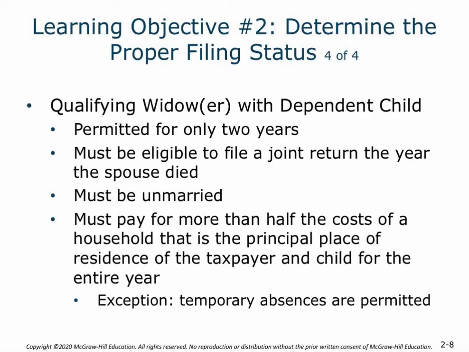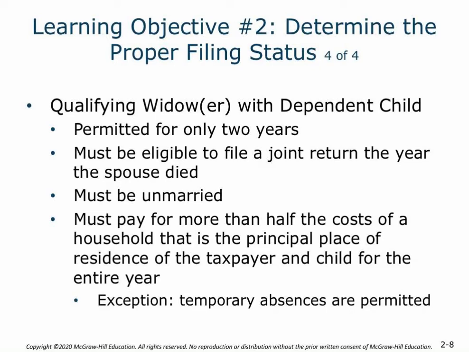And then the last is going to be qualifying widow with a dependent child. So this filing status is only permitted for 2 years. Once the spouse has died, you had to have still been married, so you have to be eligible to file a joint return the year the spouse dies. And then you can file for 2 years as a qualifying widower with a dependent child. You must be unmarried to retain this filing status. Once you marry, you would no longer be able to use it.